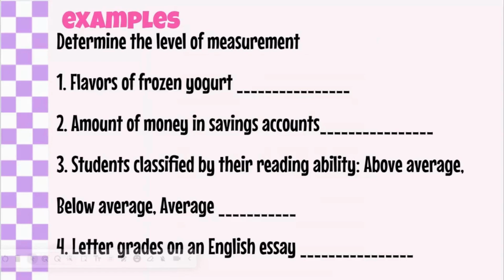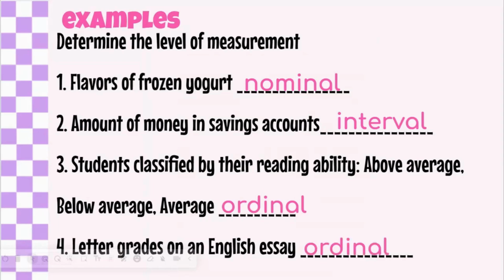Here are a few examples. If you want to pause your video right now, you can go ahead and pause it, look at the questions, and I'm going to go ahead and give you the answers. It says determine the level of measurement. The flavors of frozen yogurt are going to be nominal. The order does not matter. The amount of money in your savings account is going to be an interval. Students classified by their reading ability is ordinal. You can put those in order. And letter grades on an English essay are going to be ordinal.